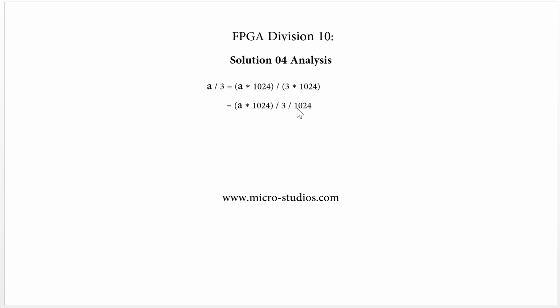Next, we will still change the function. We change it like this. We calculate 1024 divided by 3 first, and then times A, and then divided by 1024. Okay. So next step, we do the calculation for this part. It will be like this: 341.